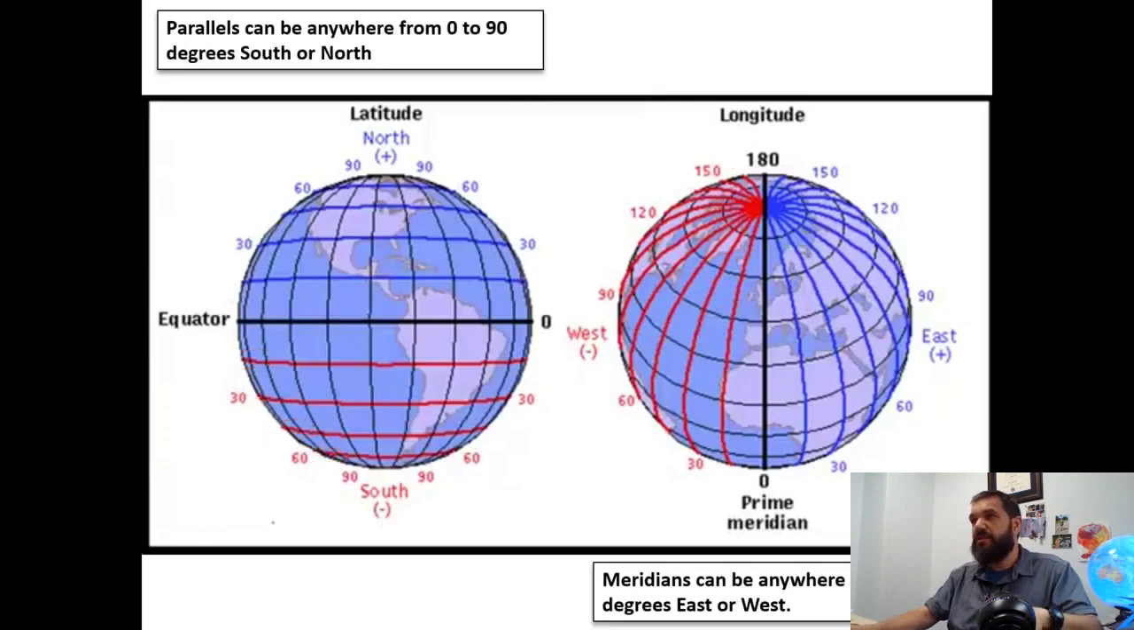Okay, so now parallels can be anywhere from 0 to 90 degrees north or south. So you might be wondering, what the heck am I talking about there?